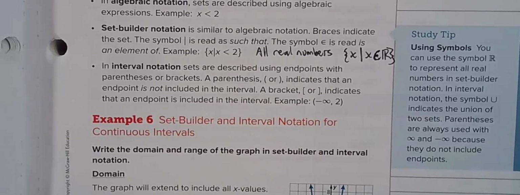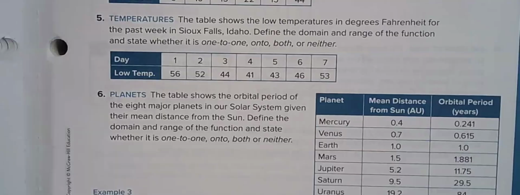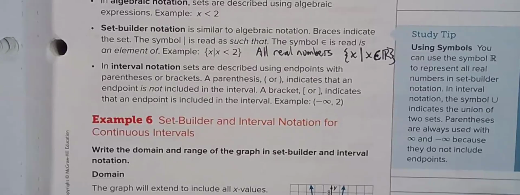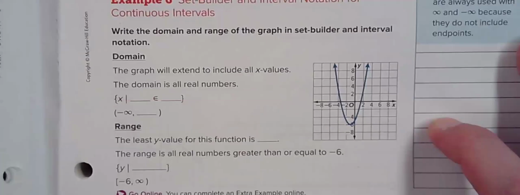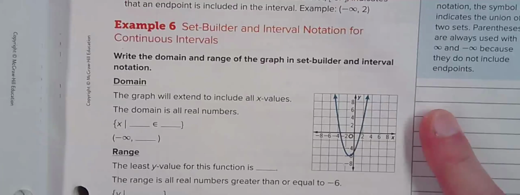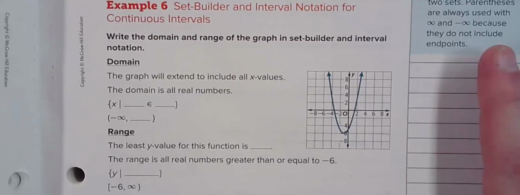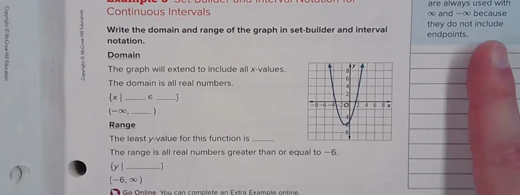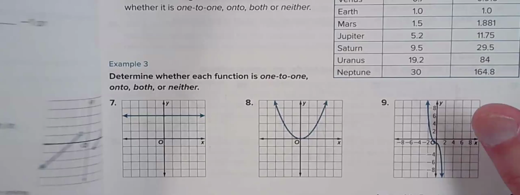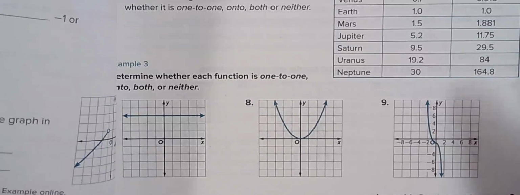So we're almost done here. We only have a few more examples, and then, yeah, you're going to have a lot of time to work today. So, set builder and interval notation for continuous intervals. Here we go. Write the domain and the range of the graph in set builder and interval notation. So for the domain, we're going to practice this first one together, and I'm going to have you do the next 2 on the next page on your own.